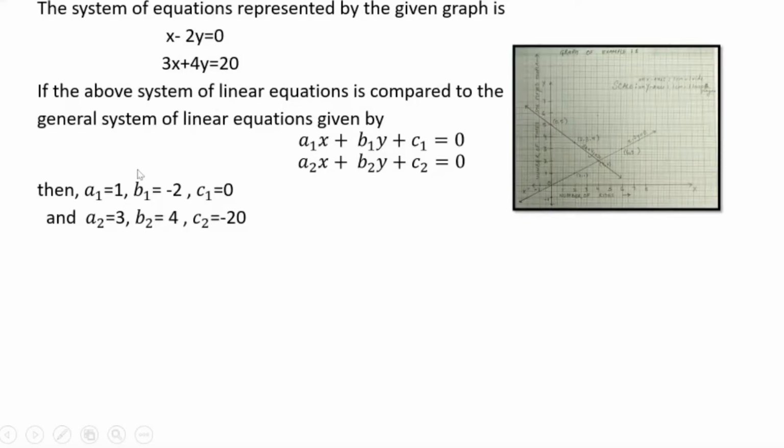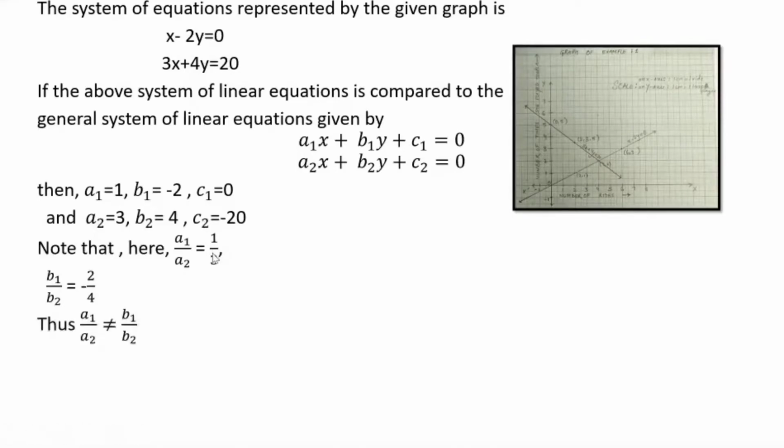So now I find out the ratio of a1 and a2. I also find out the ratio of b1 and b2, and I also find out the ratio of c1 and c2. So a1 upon a2 comes out to be 1 upon 3. b1 upon b2 comes out to be minus 2 upon 4, which is equal to minus 1 upon 2. So here a1 upon a2 is not equal to b1 upon b2. So we can say that whenever the lines will intersect, always we will have that a1 upon a2 will not be equal to b1 upon b2.